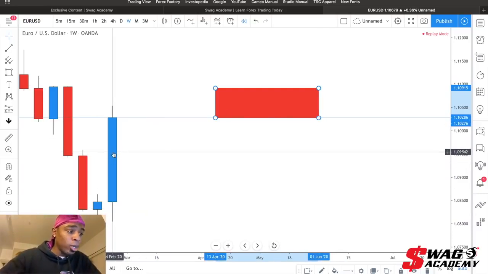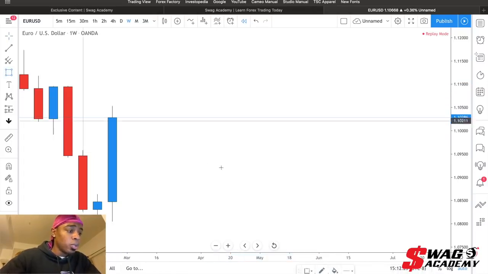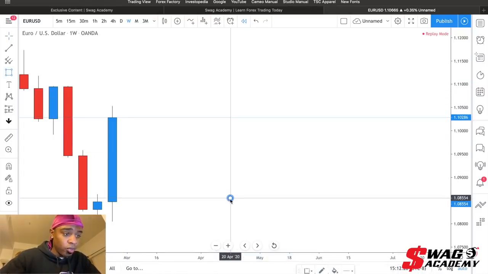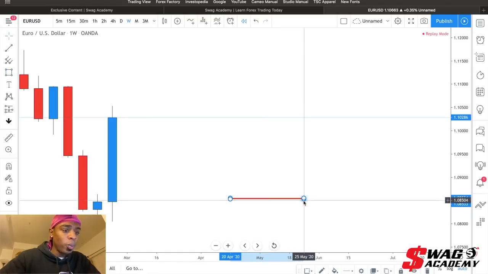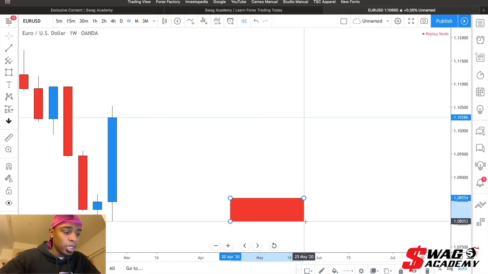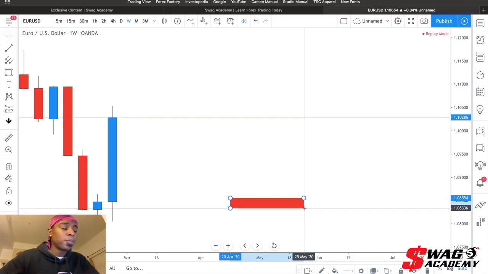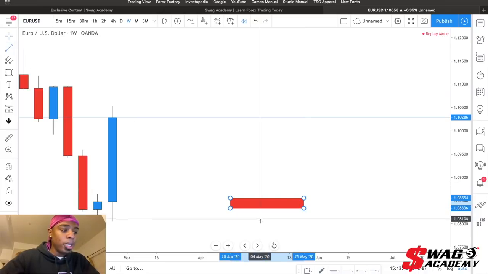For this candlestick right here, I'm emulating this one in particular. So that means price opened right here, and then during that week, price came down to this line. During that week as well, price starts to push back up. Now, when price is pushing back up, there will be a trail that shows you exactly where price was at. So the trail would be right here.